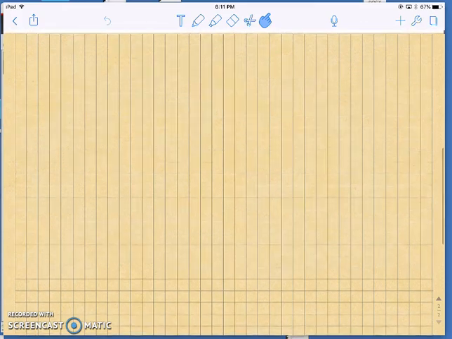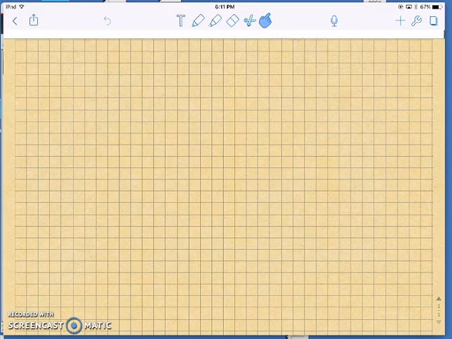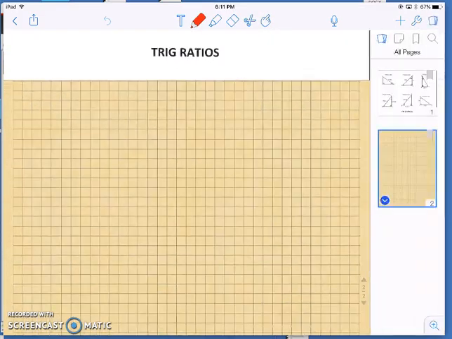Right triangle trigonometry. So you can label this in your notebook with whatever page you are on.